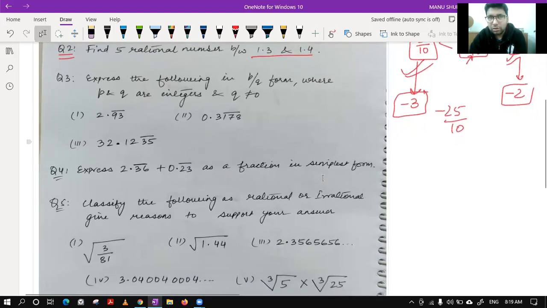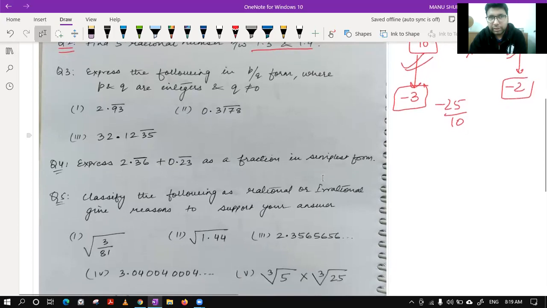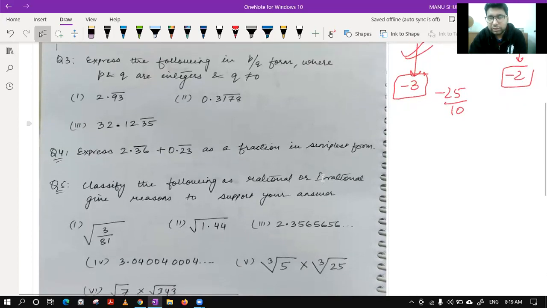Anyone? Shall I move to question number 3? Question number 3, anyone having doubts? Please ask. Question number 3. Please ask your doubts in question number 3.